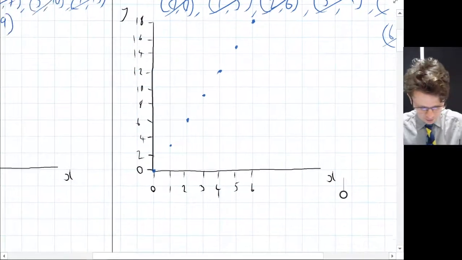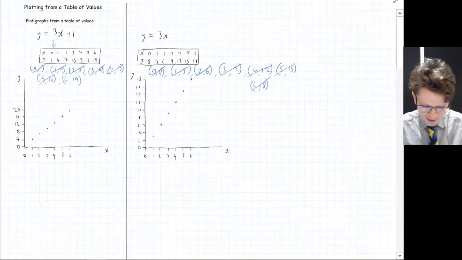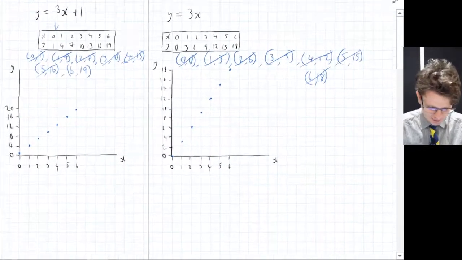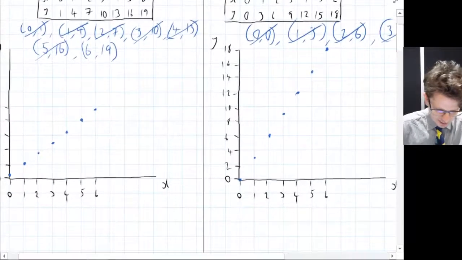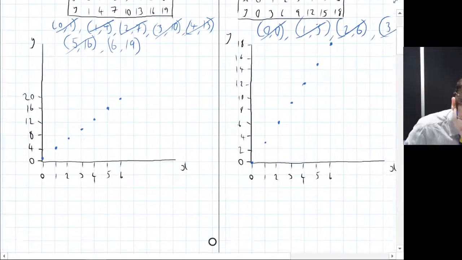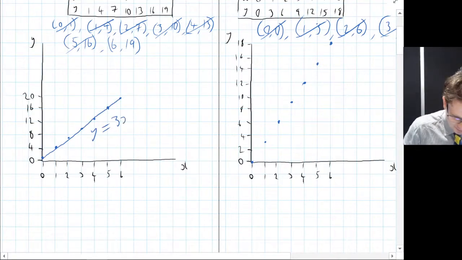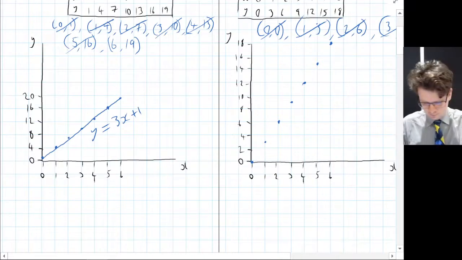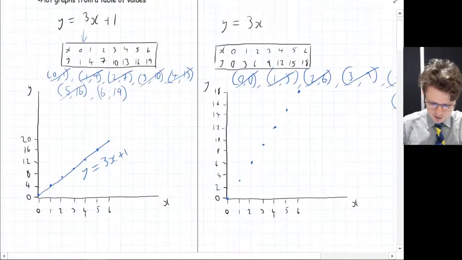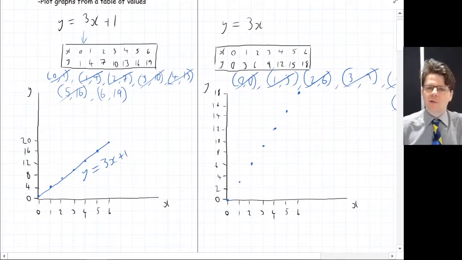Perfect. Alrighty. And we're nearly finished our 2 examples. The last thing we've got to do is draw a straight line through them and write the name of the equation. So your turn to have a go at that. Draw the line through all of the points and then write the equation name.